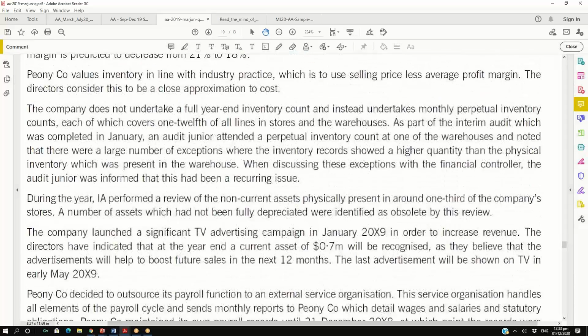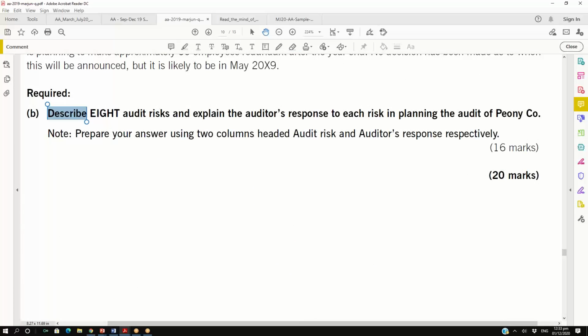Then you have a case followed by describe 8 audit risks, not 9, not 10, not 6, 8. And for every audit risk, you need to tell the response to risk. Again, use 2 columns, examiner is saying, and 1 column should be headed audit risk and 1 column should be headed audit response respectively. You have 16 marks, so that is very clear.